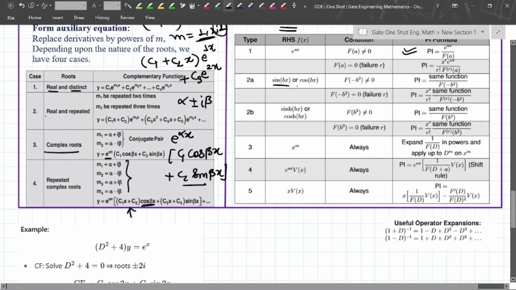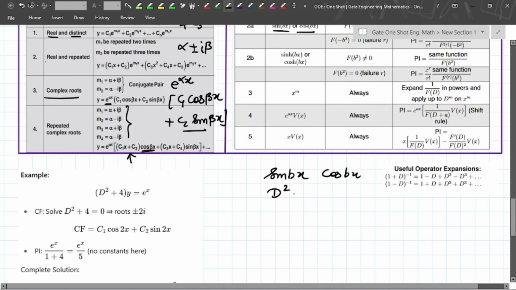Next one is sine and cos of x. If sine b x and cos b x are there, then you replace d square with minus of b square. Not minus b whole square, it is minus of b square. If d square is not present, for example if it is 1 by d, then you multiply and divide by d, so it will be d upon d square. This d means the derivative. You differentiate the numerator, and in the denominator you replace d square with minus of b square.